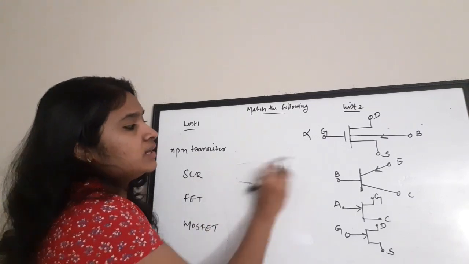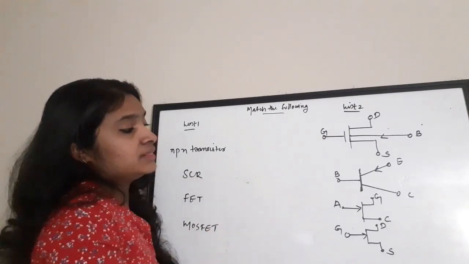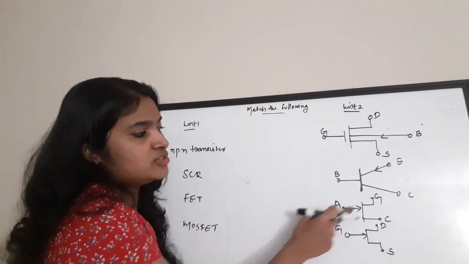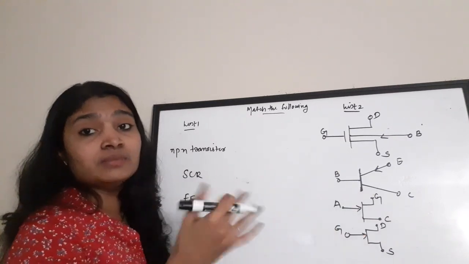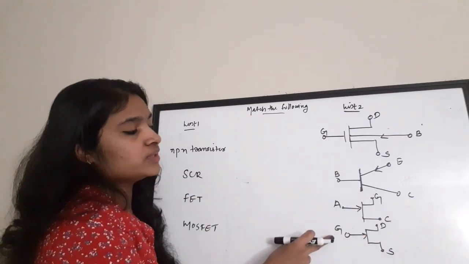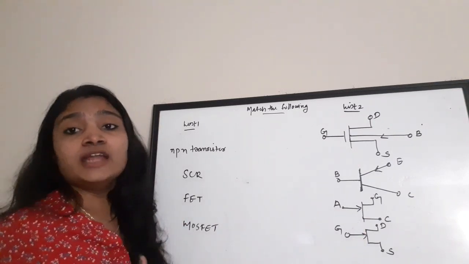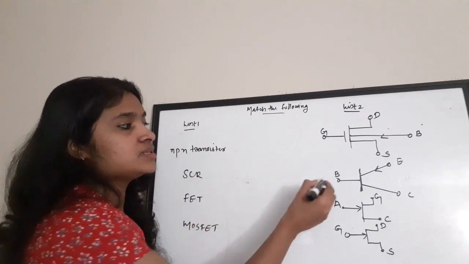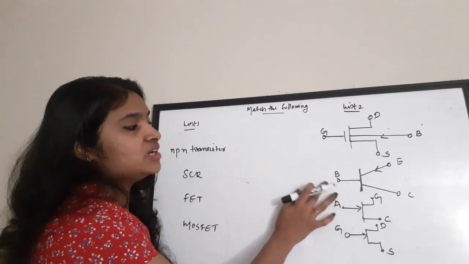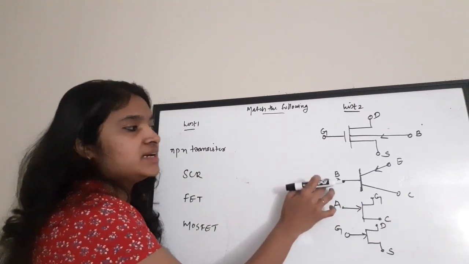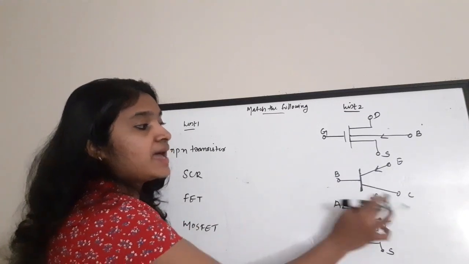Also, for the third figure, there is A, G and C. It is not E, B, C. Also, for the last figure, it is G, D and S. So it is not again an NPN transistor. Your correct answer is option B, the second one, which has your emitter, base and collector.